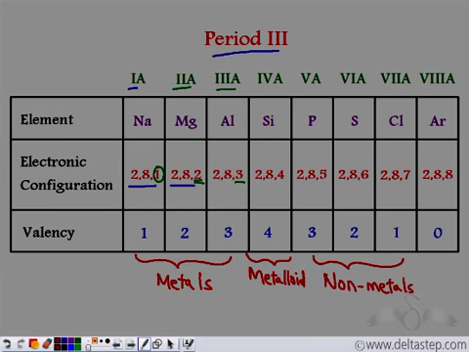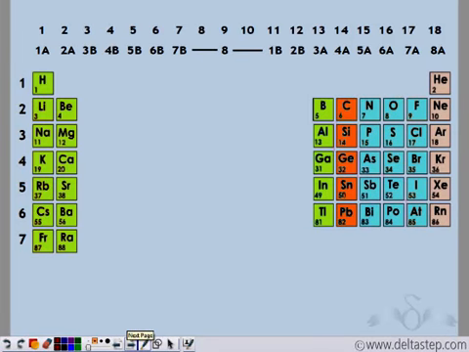The last group of elements, we know they have 8 electrons in the valence shell. They are noble gases. They do not take part in any chemical reaction. Their valency is 0. So they are inert or the noble gases. So this is for the periodic table. The elements belonging to groups 1A, 2A and 3A, these are metals. The elements belonging to group 4A, they are metalloids. Elements belonging to 5A, 6A and 7A, they are non-metals. And the last group of elements, they are noble or the inert gases.